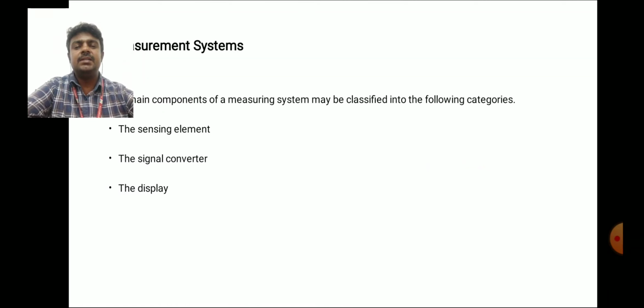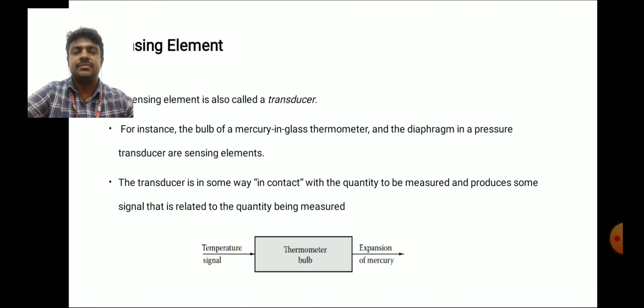And here some of the main components of measurement systems are listed. The very first one is the sensing element, the next one is the signal converter, and the last one is the display. The display is used to get the output. Let's discuss each of the components in a very brief manner. The sensing element is also known as a transducer. For instance, the bulb of a mercury-in-glass thermometer and the diaphragm in a pressure transducer are sensing elements. The transducer is in some way in contact with the quantity to be measured and produces some signal that is related to the quantity being measured.